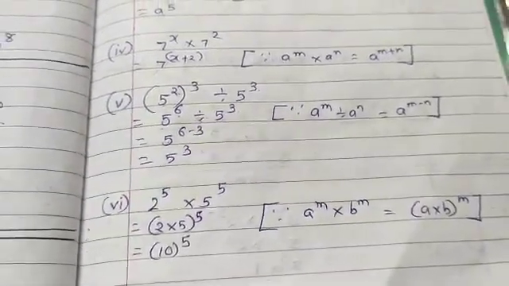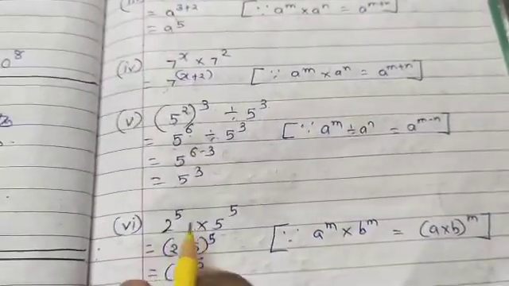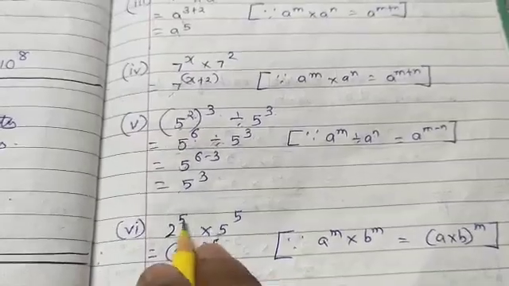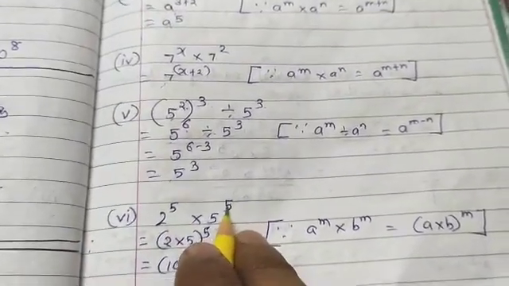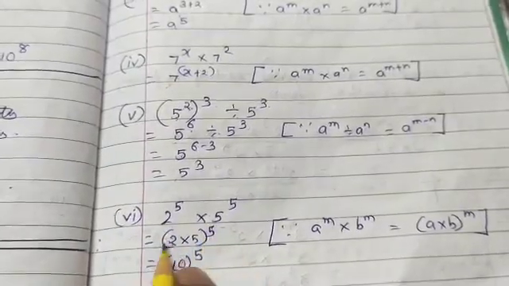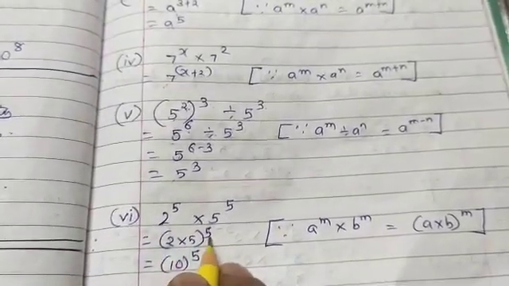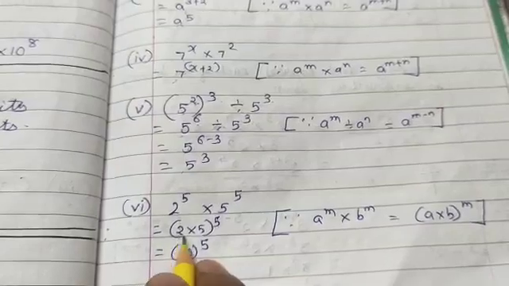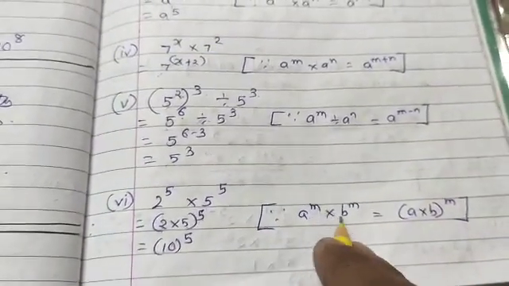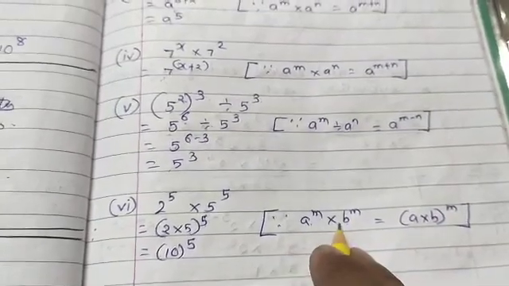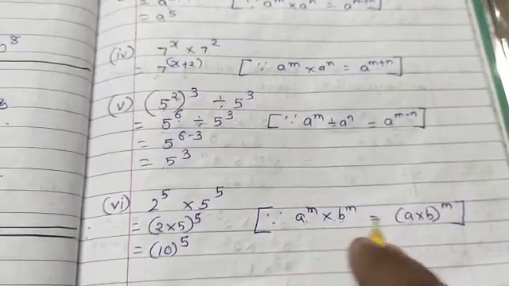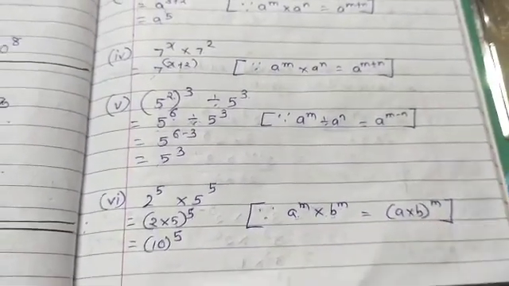Now the next one is 2 raised to the power 5 multiplied by 5 raised to the power 5. Here the bases are uncommon but the powers are common, so what we have to do is write these 2 into 5 in one bracket to the whole raised to the power 5, then multiply, that is 2 fives are 10, so 10 raised to the power 5. As we all know, a raised to m into b raised to m, where a and b are uncommon and m is common, we write a into b to the whole power m.